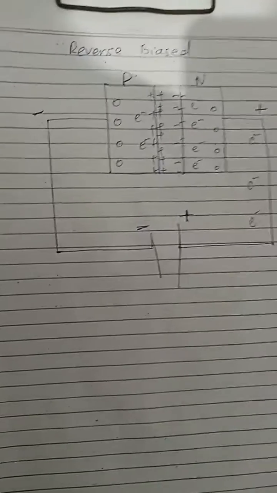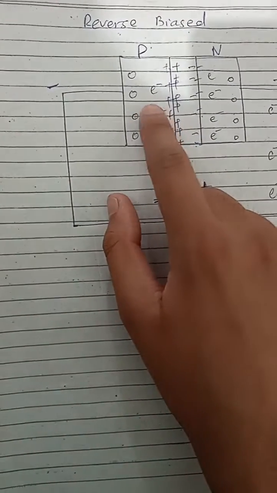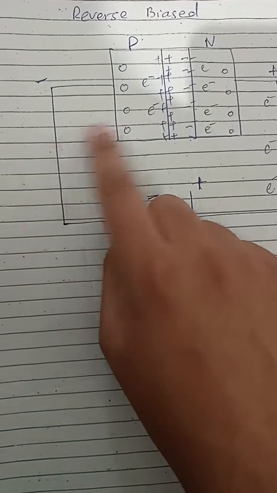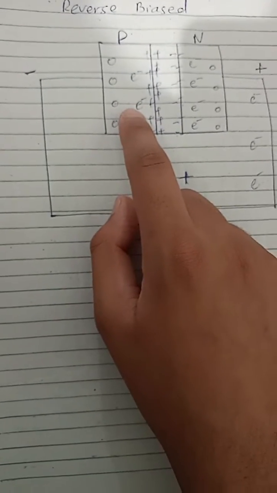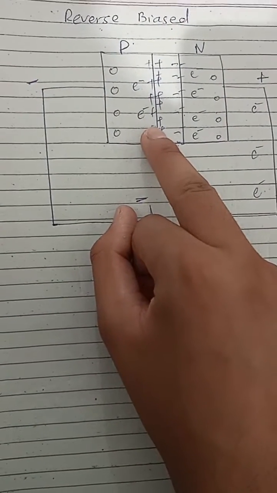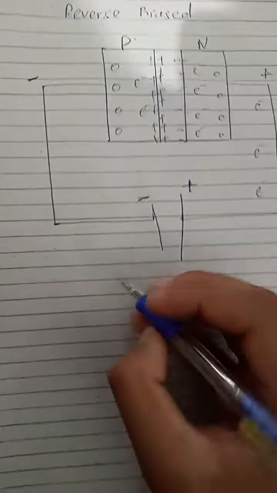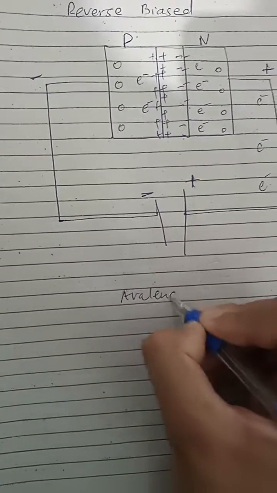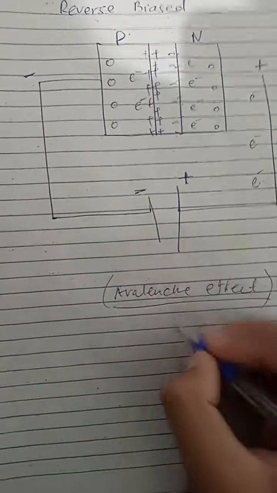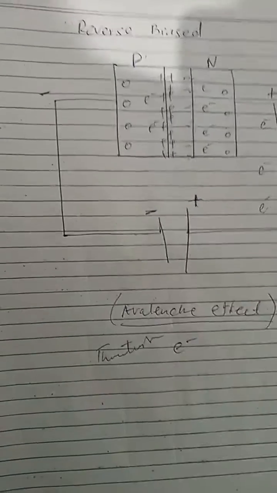But there is a thing: if they are being attached to the negative ones, so many electrons are being released that there will be many positive ions. This is known as the avalanche effect. Avalanche means a very big thunderstorm of electrons will be there.